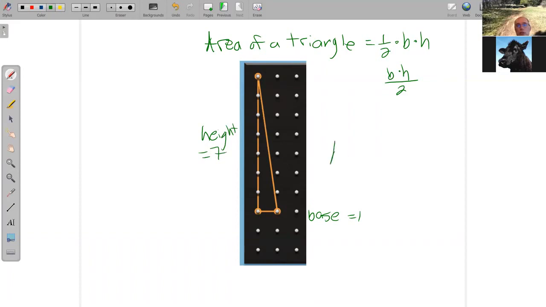So applying the formula for the area of this triangle, we should get 1/2 times 1 times 7. 1/2 times 1 is 1/2, so I just need to know what is 1/2 of 7, and the answer is 3 1/2. So using the bigger geoboard, I was easily able to make a triangle with an area of 3 1/2 square units. So that's the easiest one to make. The other ones you have to be a little bit more clever about.